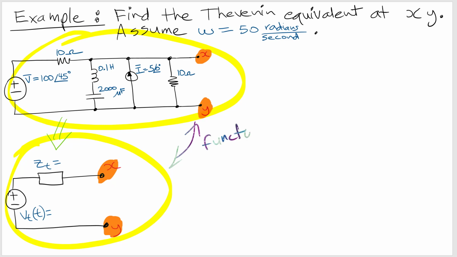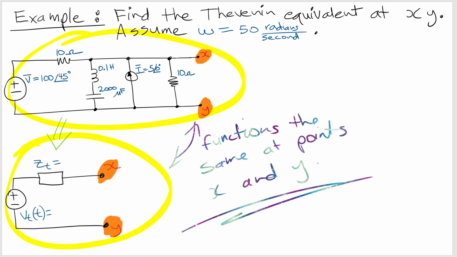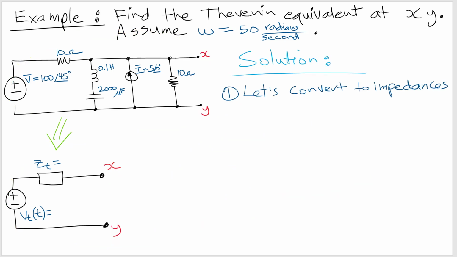They function the same at points x and y, okay? That's a basic concept. So then, if we were to measure the voltage at x and y, we should get the same voltage on both. If we put a wire across both of them, we should measure the same current flowing through that wire, okay? For them to be equivalent. Okay, so then, let's continue how to solve this, okay?